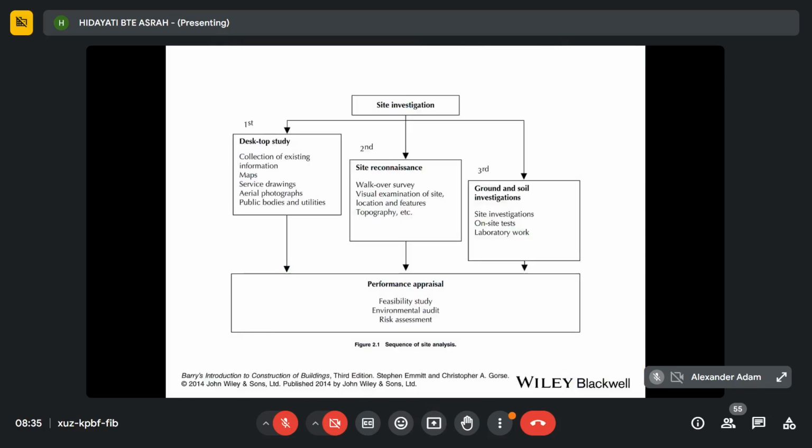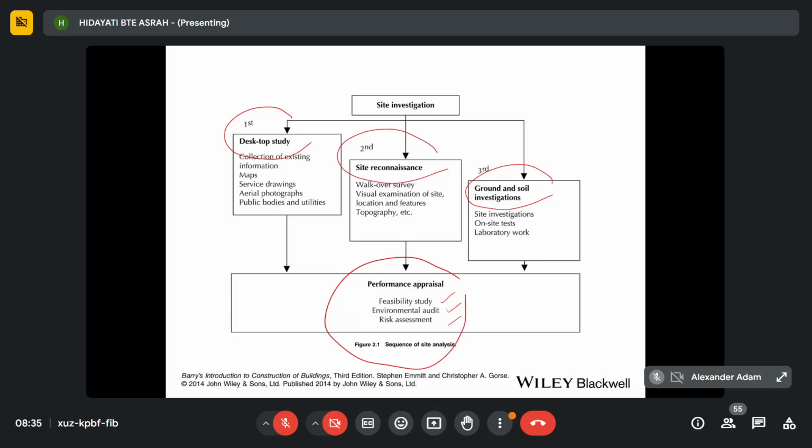When information has been collected from the desk study, the first stage, the second stage, the site reconnaissance, and also the site investigation, soil investigation, all this information must be brought together in a final report, which is the performance appraisal. The performance appraisal includes the feasibility study. You have to report on the feasibility study, the environmental, and also the risk assessment on your site project. So that is about desktop site analysis.